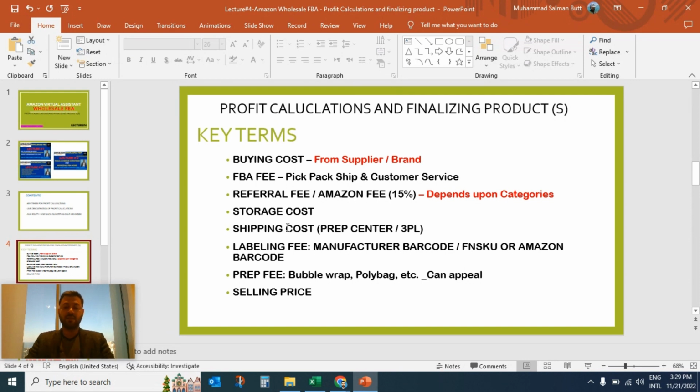And then there is a labeling fee that we may have to pay to Amazon, our brand, or our supplier for pasting the FNSKU. In case Amazon is not accepting the product with the manufacturer barcode, then it is compulsory to bear this cost. So we have to consider all these factors before coming up with the final product and profit calculation.